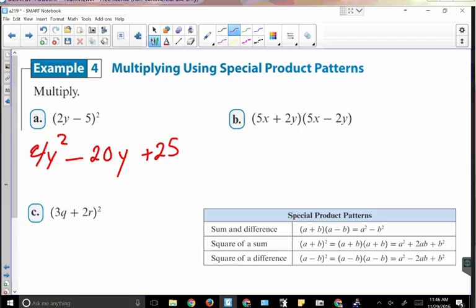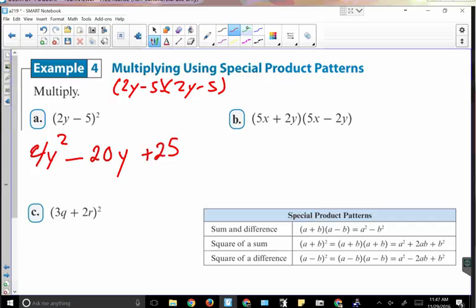Now, if you wanted to write it out and see if that is actually the truth, you get 2y minus 5 multiplied by 2y minus 5. Remember, the squared up here means that it's 2 of them. Well, 2y times 2y gives me 4y squared. 2y times minus 5 gives me a negative 10. When I multiply in here, that gives me another negative 10 plus 25. So, having these little shortcuts makes life a lot easier.